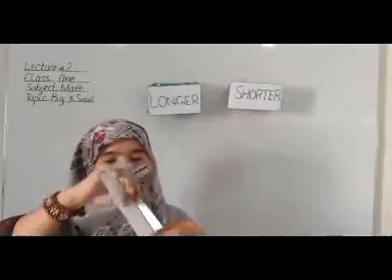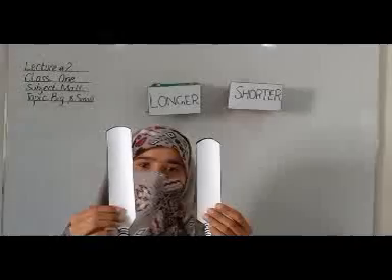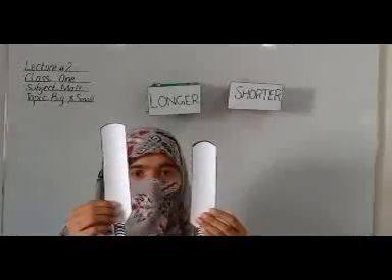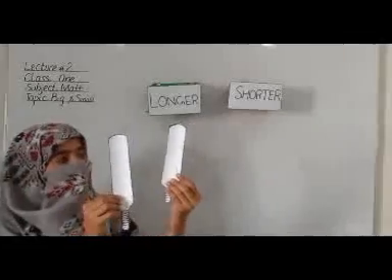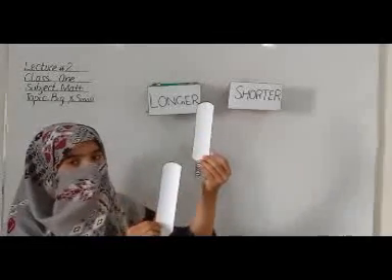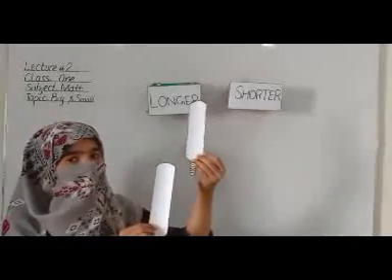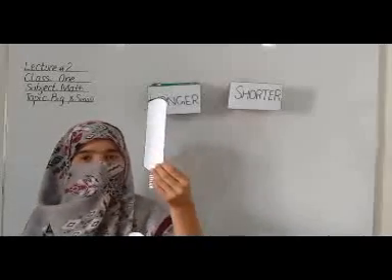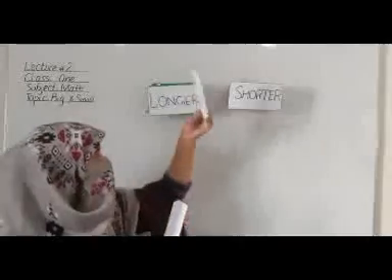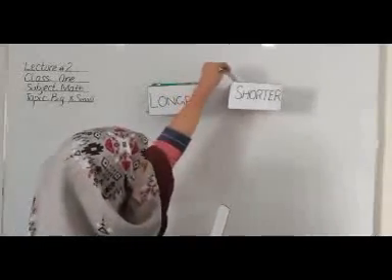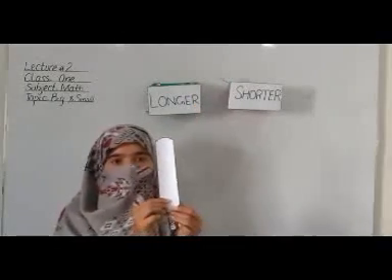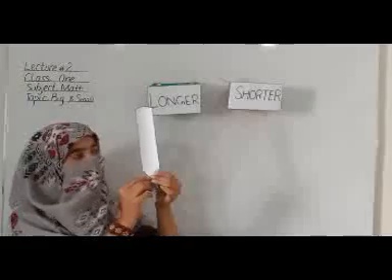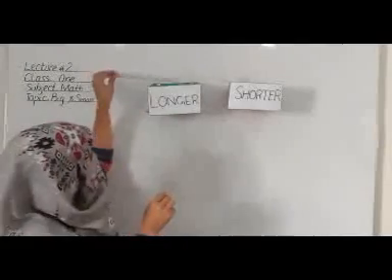We have two bats in front of you. Please tell me which bat is longer and which bat is shorter. This one is shorter. Students, this one is shorter. Good. Now put this in the shorter box, and this one is longer. Now put this in the longer box.